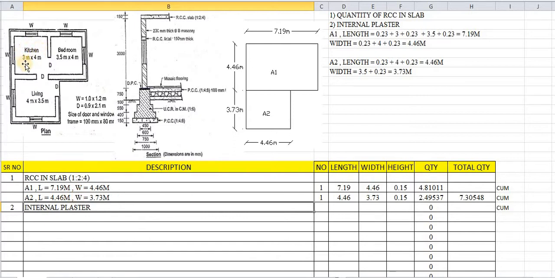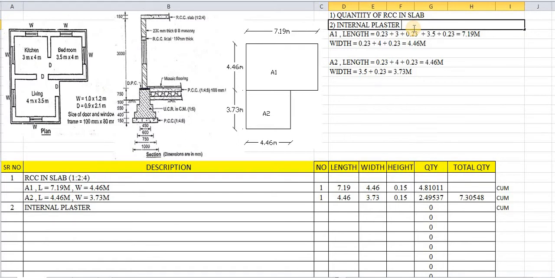Again, internal plaster is to be taken care of for the kitchen room, where internal plaster will be provided. Internal plastering will be done for the kitchen room, for the bedroom, for the living room. What will be the quantity of internal plasters? Internal plaster will be measured in square meters. It will not be measured in cubic meters, because the thickness of plaster is 10 mm or 12 mm or 15 mm.